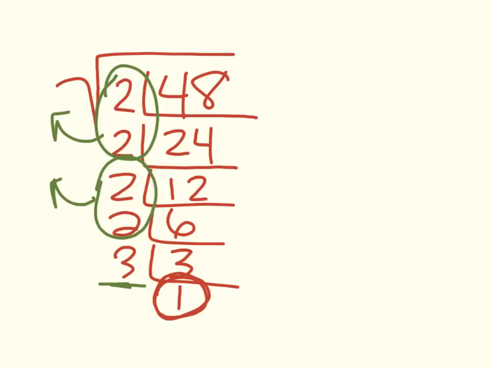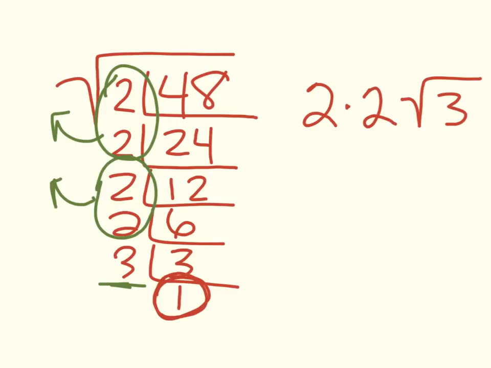So what happens here is I have that first 2 that gets to come out and play. I have that second 2 that gets to come out and play. And then I have 3 who's all by his lonesome. Well, what do I do if I have more than one number come outside to play?